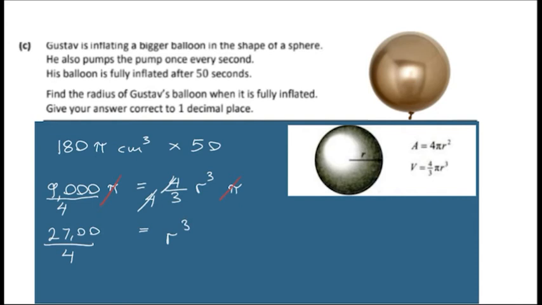Alright, so all we have to do now is get r. So how do we reverse the cube? Well, we have to use the cube root. So let's look at that. If we go r to the power of 3 and we cube root it, we will get r. So let's do that over here. We're going to take the cube root of our number, which is actually 6,750, is equal to r, and therefore our answer to one decimal place is 18.9. Check it with your calculator, see does it work out, centimeters.